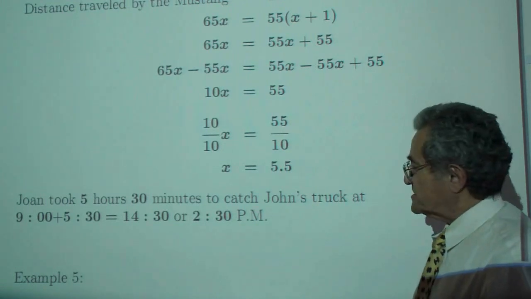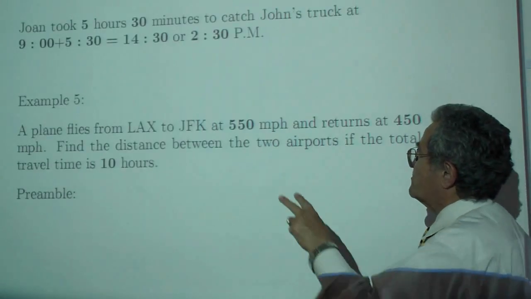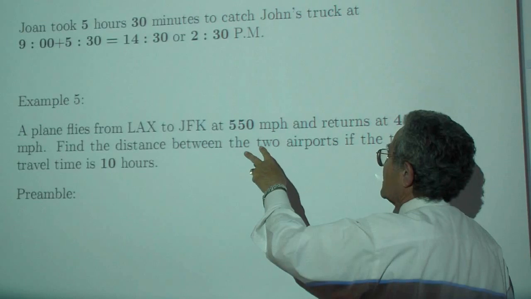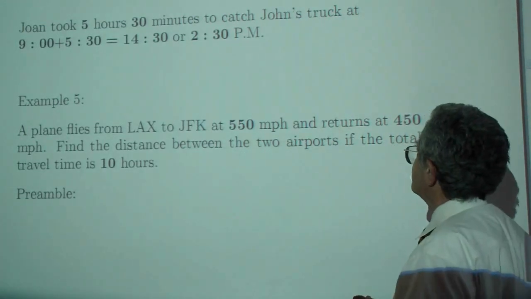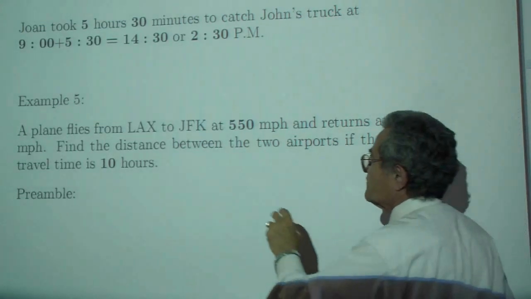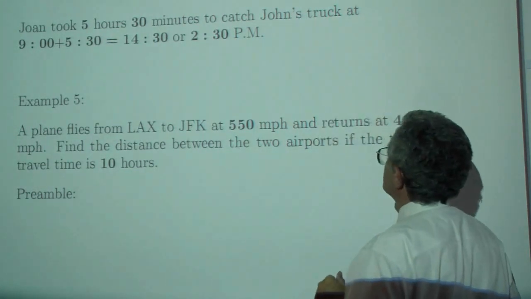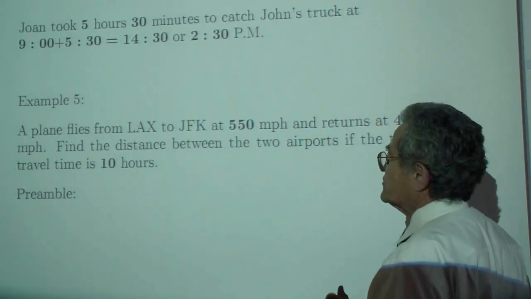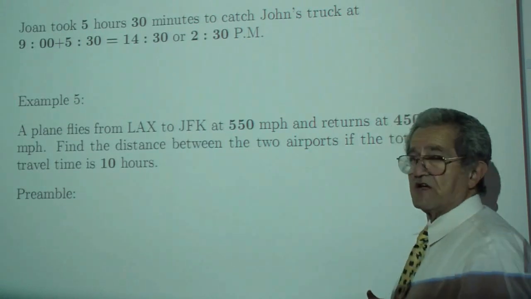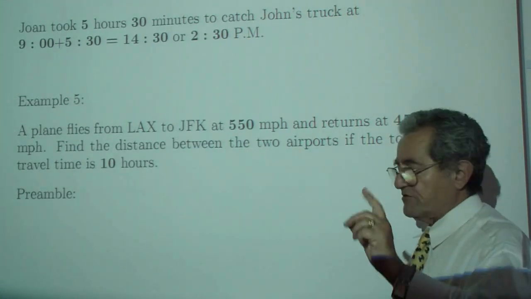Okay, example 5. A plane flies from LAX to JFK at 550 miles per hour and returns at 450 miles per hour. Find the distance between the two airports if the total travel time is 10 hours. Total travel time.